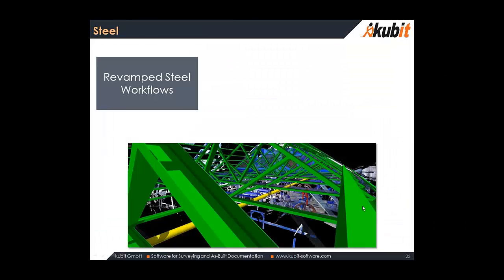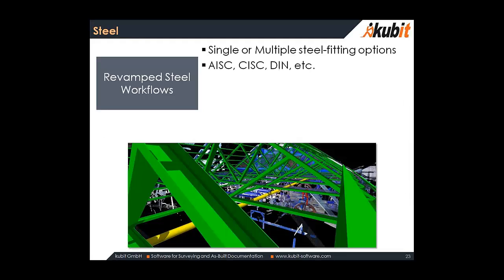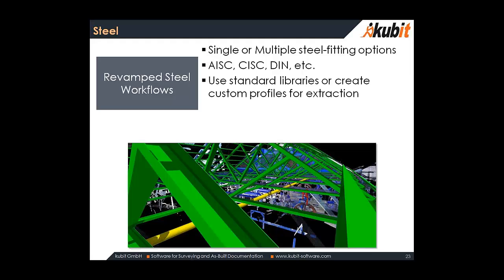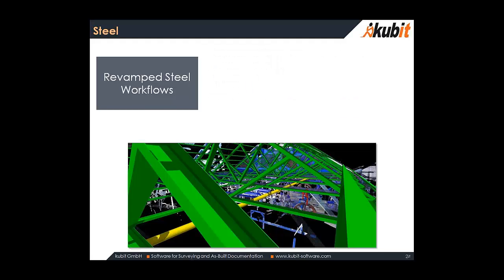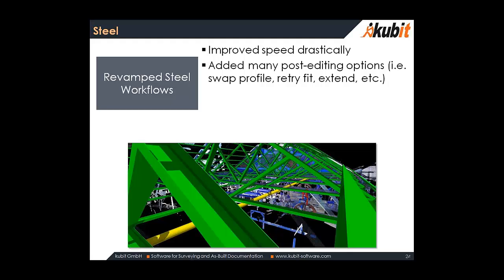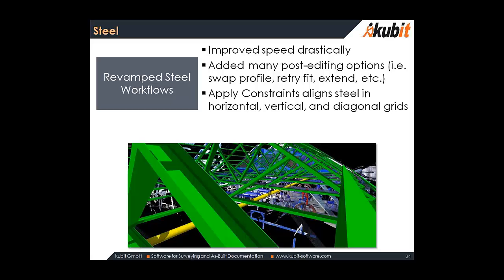So now we are coming to the steel, which has been improved significantly. So we can fit single or multiple steel into the point cloud. Again, we can use profiles from catalog or generate our own profiles. So as I showed before, you can use standard libraries or create your own, and you have multiple options to adjust and edit these beams, and the speed of that has been improved. And we added some post-editing options and also have an apply constraints for steel now, which I'll be showing in a second.